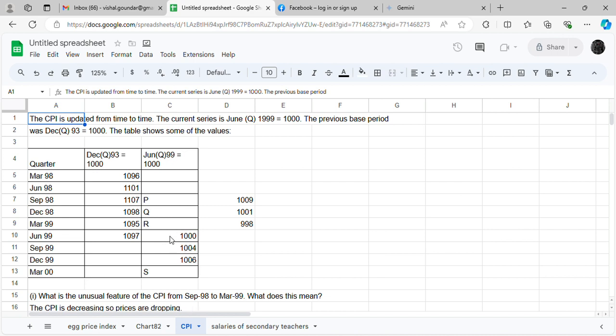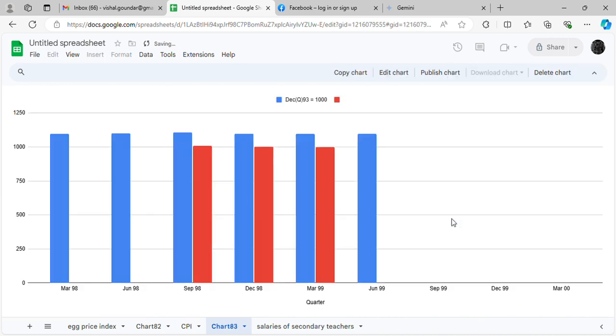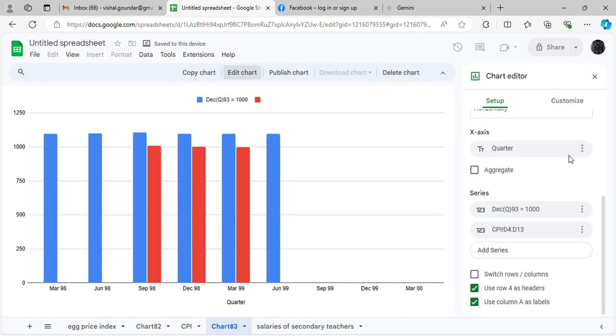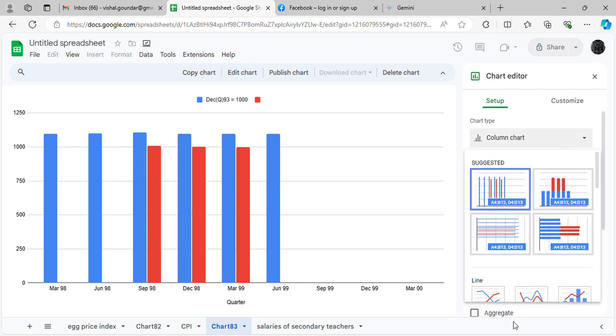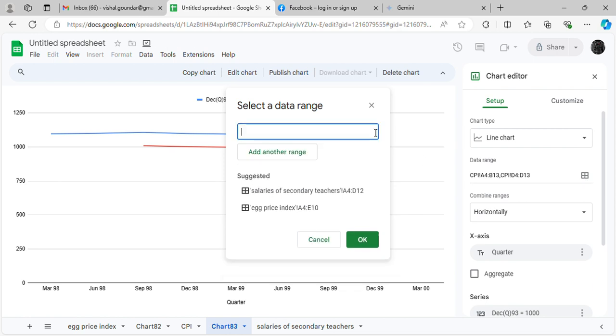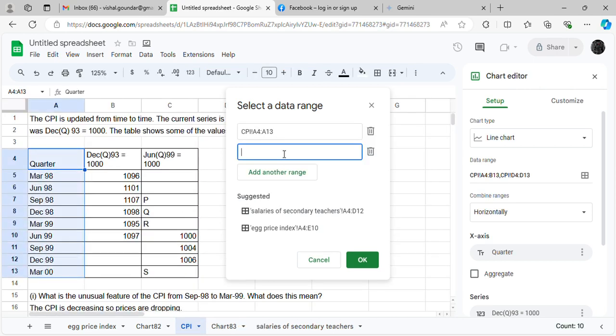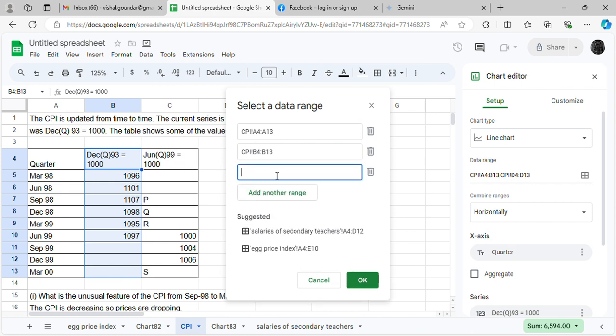So let's plot these values. So let's insert a line chart. Let's take this chart to its own sheet, edit chart. We want a line chart. And add the range, all the quarters, and then we want December 1993 equal 1000 base values, and add another range with June 1999 equal 1000.